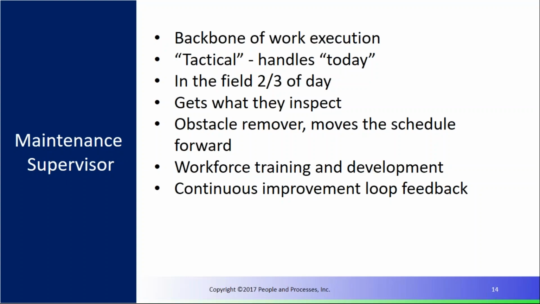So the maintenance supervisor is responsible for the current week. If we think about this, planning and scheduling is supposed to be proactive, meaning that the maintenance supervisor is responsible for the success of this week. The planner scheduler is responsible for the success of next week and beyond. So there's this tactical focus for the supervisor and a strategic focus for the planner schedulers. And so tactical meaning that we handle today, this week. And so they're responsible for the execution of the schedule.